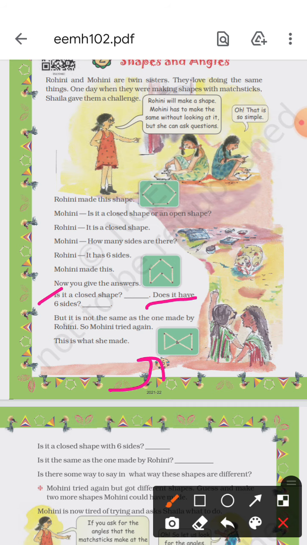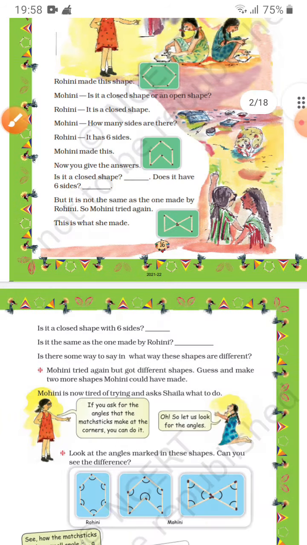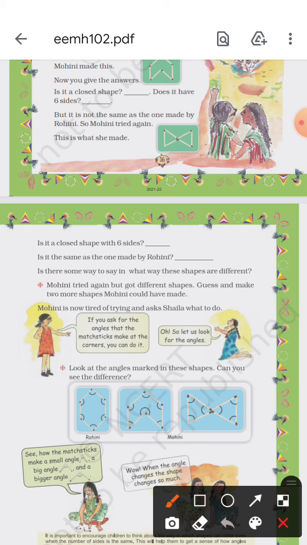Now the question is, is it a closed shape with 6 sides? The answer is yes, it is a closed shape again with 6 sides. Next question, is it the same as the one made by Rohini? No, it is not the same. And the third question is, is there some way to say in what way these shapes are different? We can say that these shapes are different in angles. Now Mohini tried again but got different shapes. Guess and make 2 more shapes Mohini could have made.